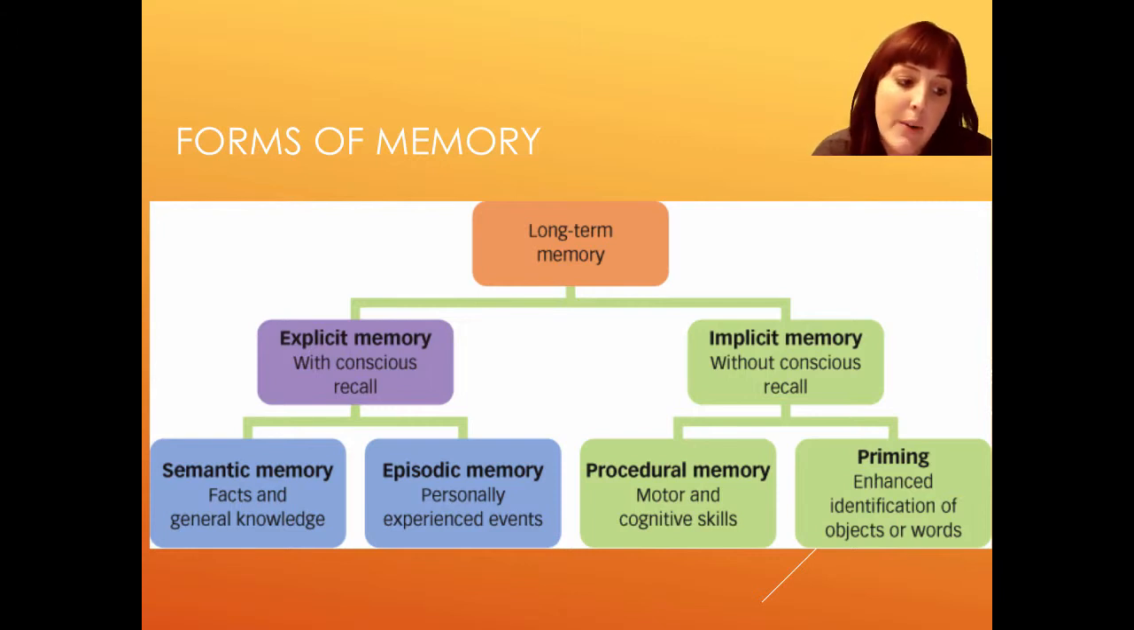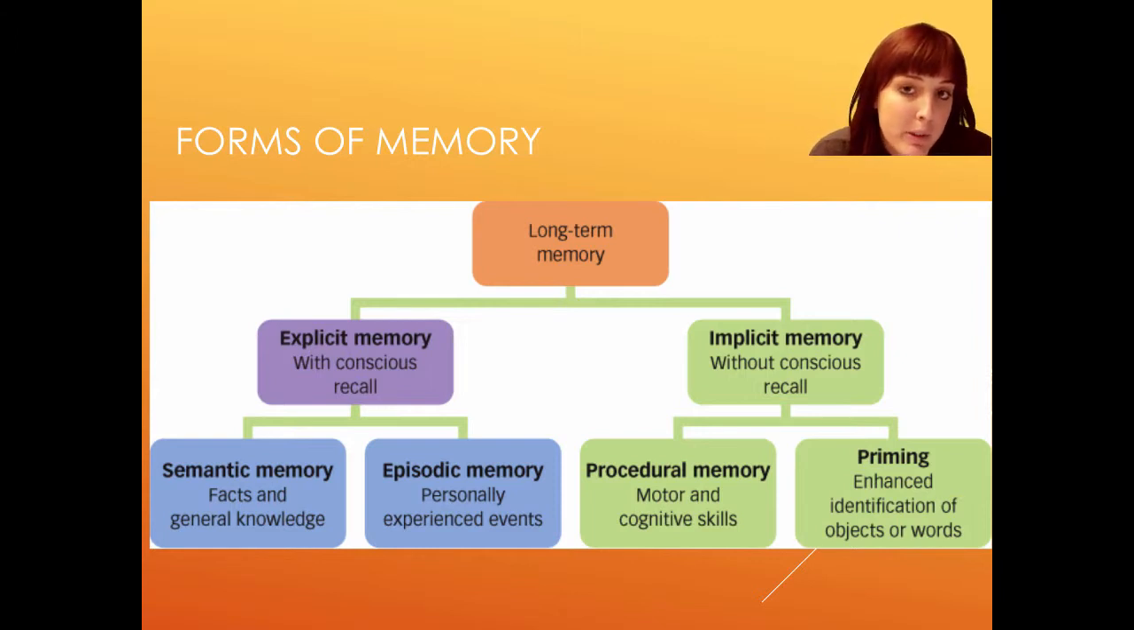Implicit memory, however, occurs when past experiences influence later behavior and performance, but without trying to bring those out of your conscious awareness, without making an effort to actually remember those. So not using that phrase, "I remember." So let's talk about each one in a little more detail. Within explicit memory, there's both semantic memory as well as episodic memory.